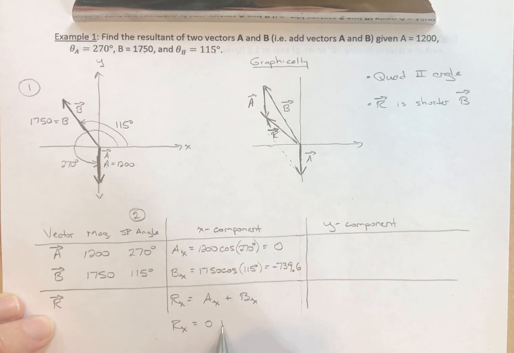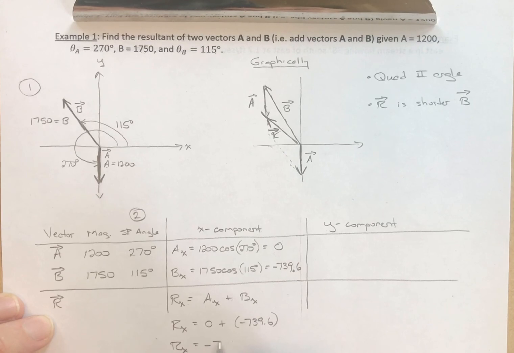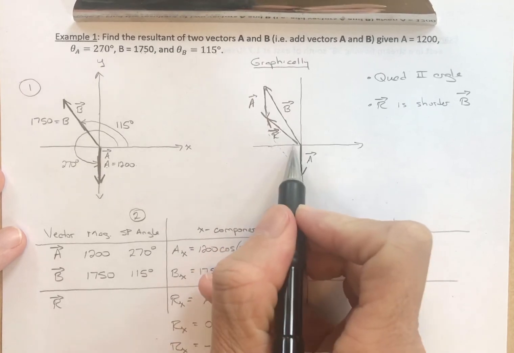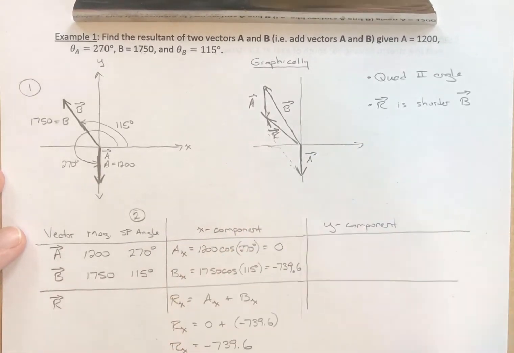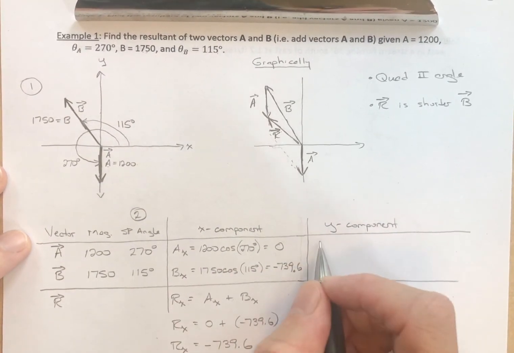This is 0 plus negative 739.6. And so we now know the x component of our resultant vector is negative 739.6. If we look up here, yep, the x component of r is going to be negative. We just came back here, right there.